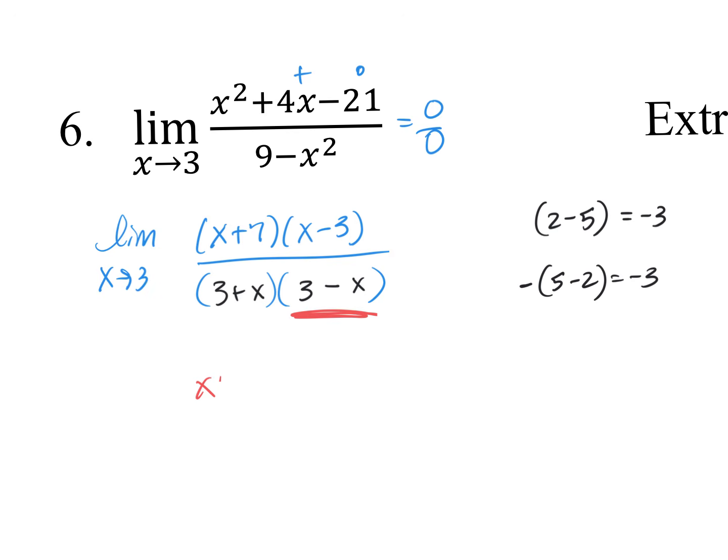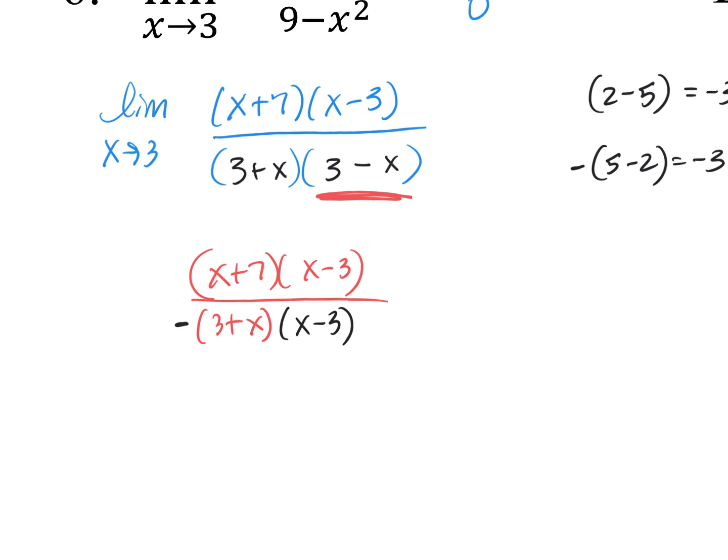say, I'm going to leave my x plus 7. I'm going to leave my x minus 3. I'm going to leave my 3 plus x. But then this other one, I'm going to change it to x minus 3 because I want it to match, but I'm going to throw a little negative out front. And my question is, if I do this, have I changed the problem?